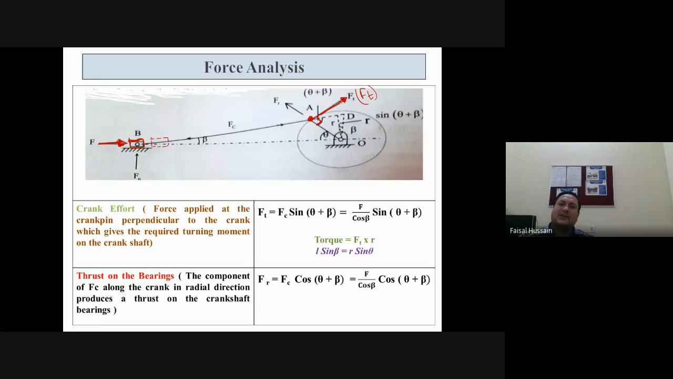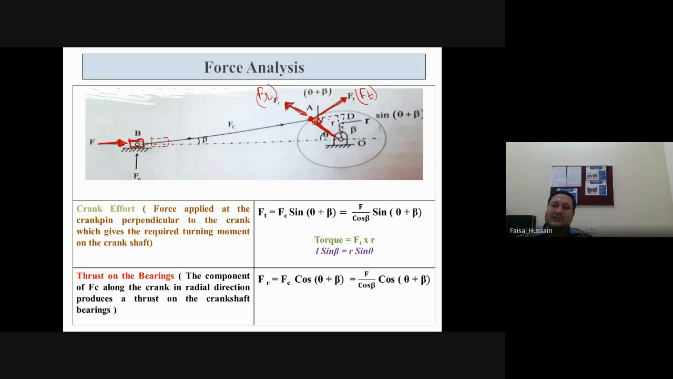And the next one is your thrust on the bearing. This is the thrust on the bearing, and this is your Fr. It is denoted by Fr. You can see this thrust on the bearing is along the crank. So actually it is the component of Fc along the crank in the radial direction, and it produces a thrust on the crankshaft bearings. So that is your Fr.